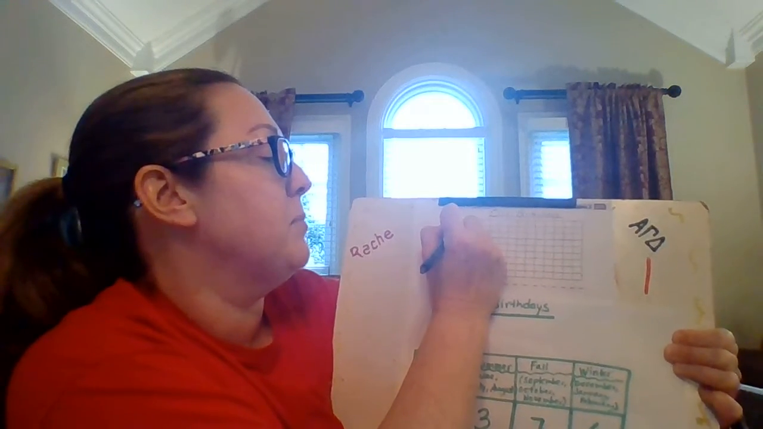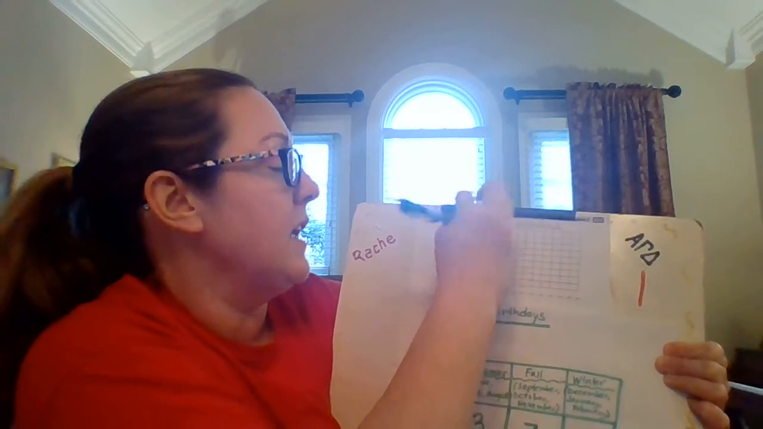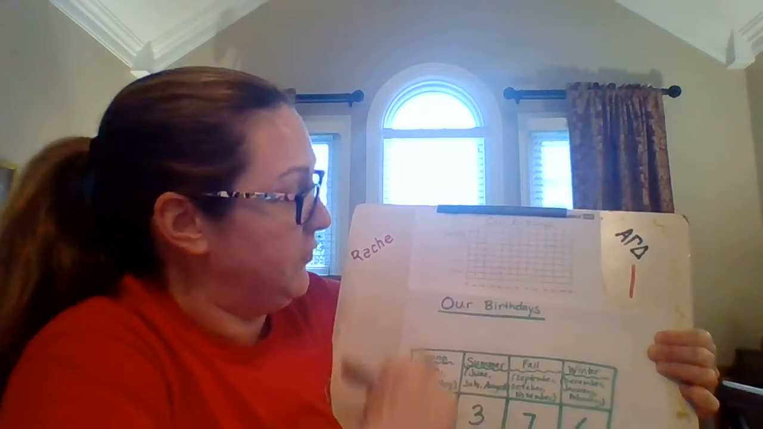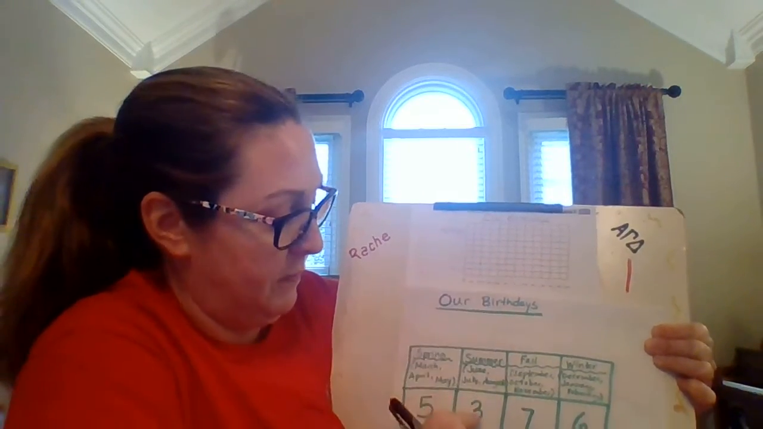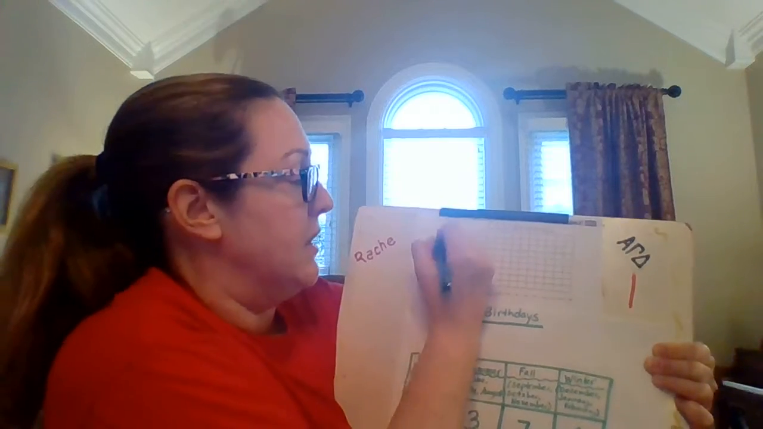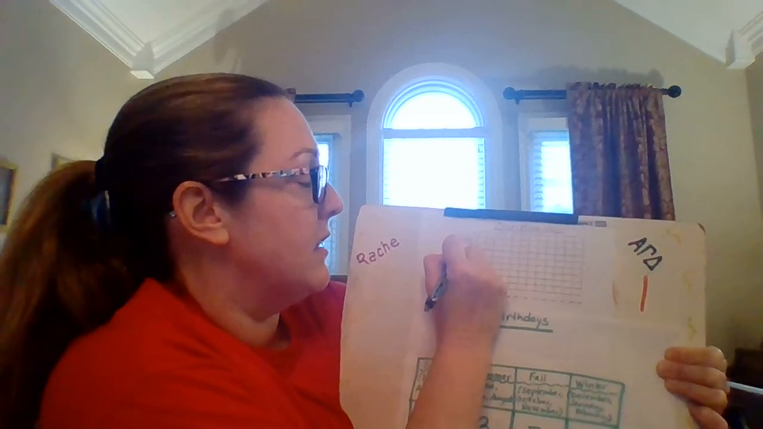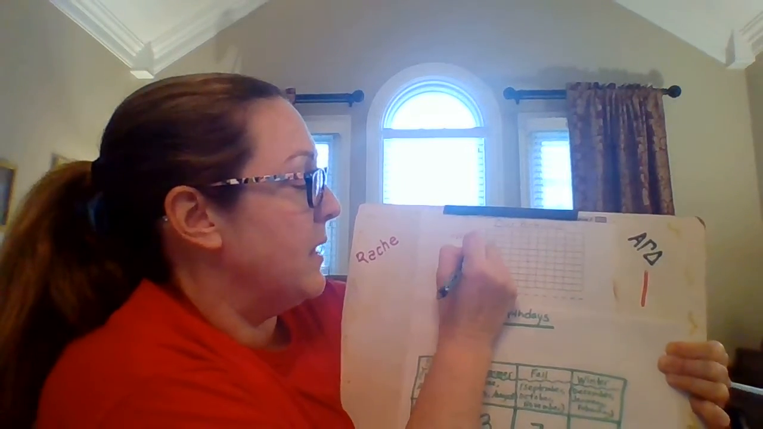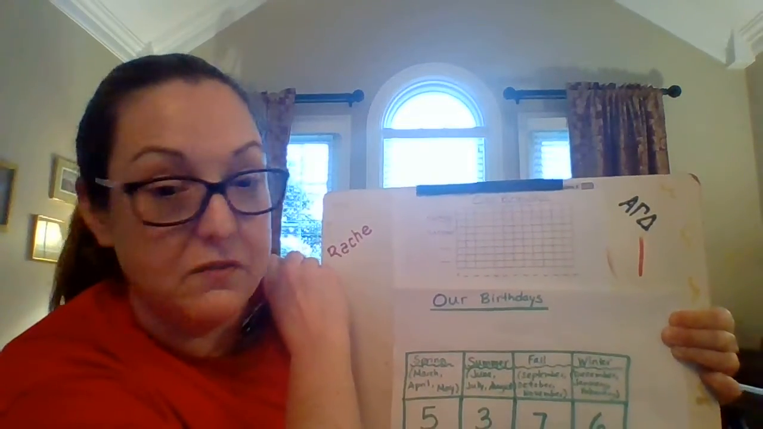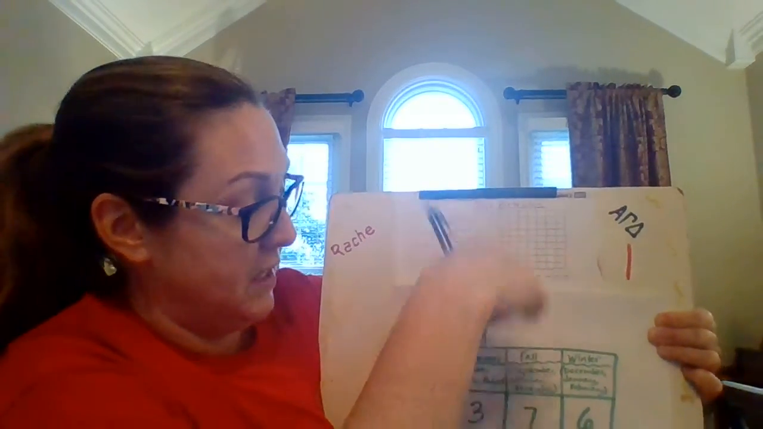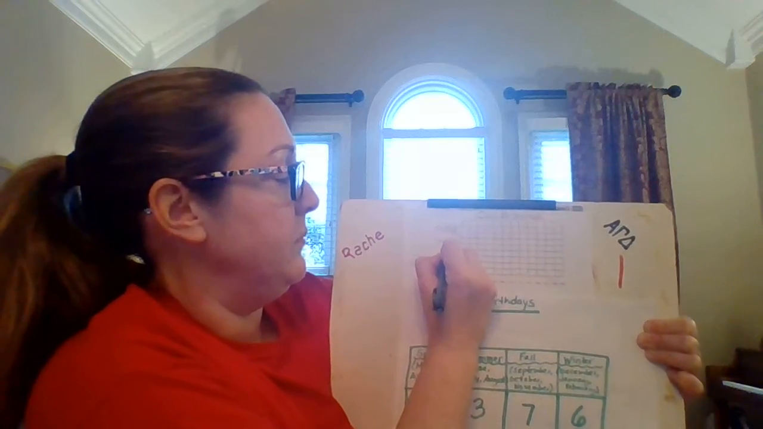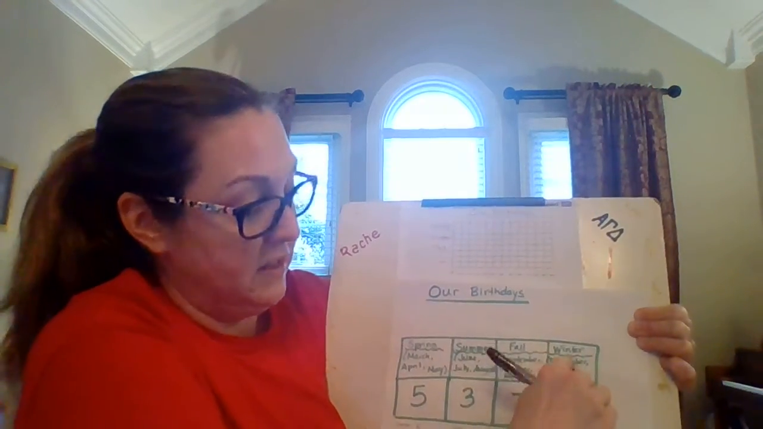I like to keep things in order: if spring is first, spring goes here first. If summer is second, summer goes here. It just helps me get my information from my table to the graph without getting confused. Then this one here will be fall. And then finally winter.